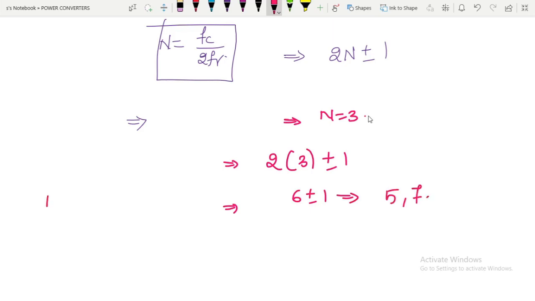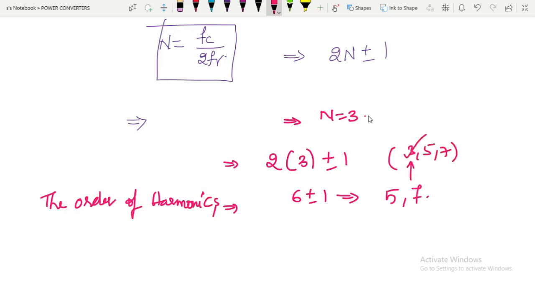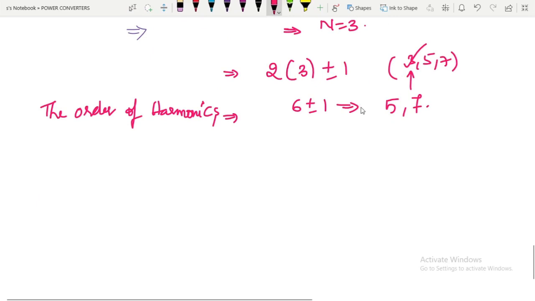Okay, so the order of harmonics now are 5th and 7th. Earlier it was 3rd, 5th and 7th. That means we have eliminated the 3rd order harmonic, which is a dominant order harmonic. Okay, so for a small example here, we have eliminated the 3rd order harmonic.